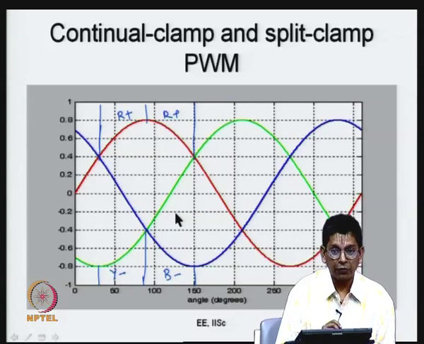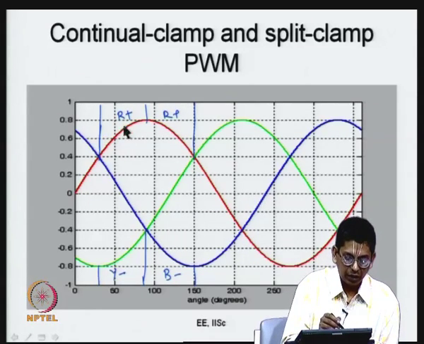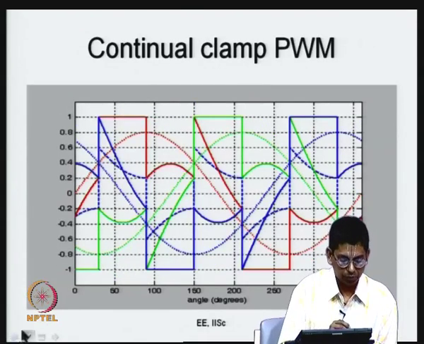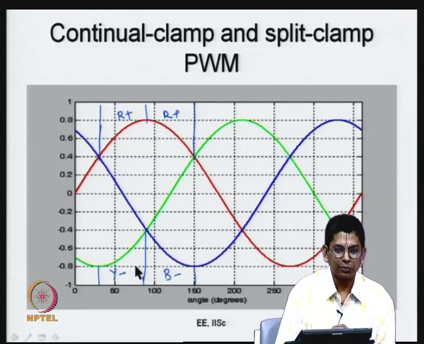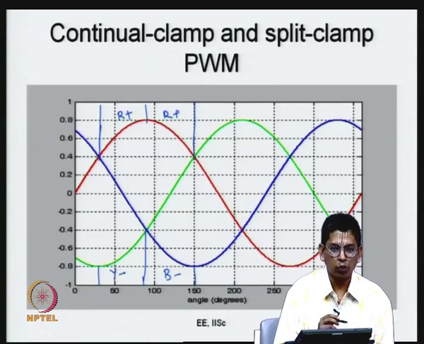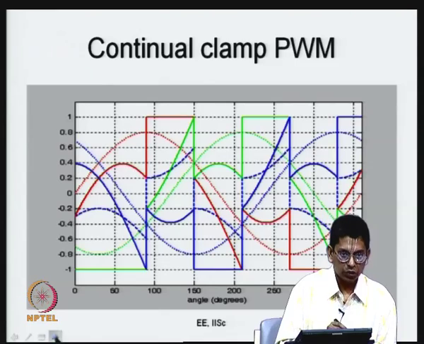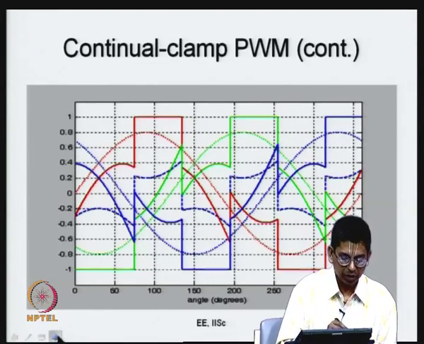In the case of split phase, there is some interval at the start where you are clamping the R phase to the positive, and again some interval at the end where you are clamping it to the positive. In between, in this region, you are clamping the B phase to the negative bus. So this is what is really being done. There are two options, clamping one to the positive, clamping one to the negative. You are exercising these two options, and so you have this kind of situation now. So, this is about our continual and split clamp PWM method.